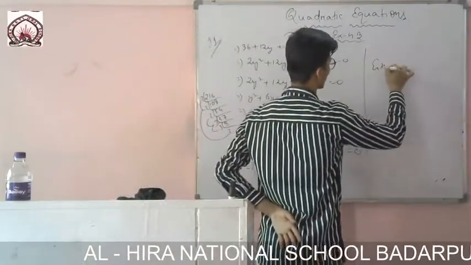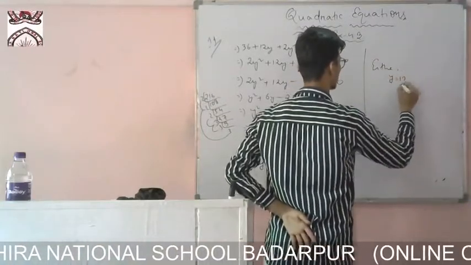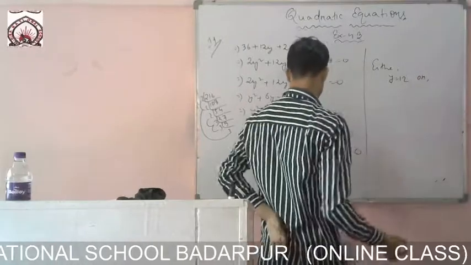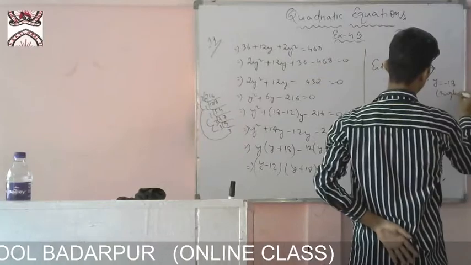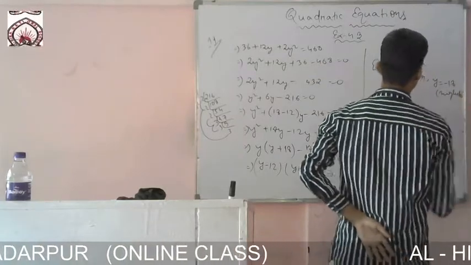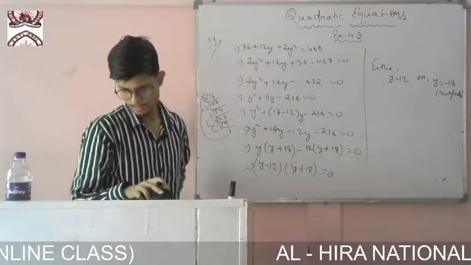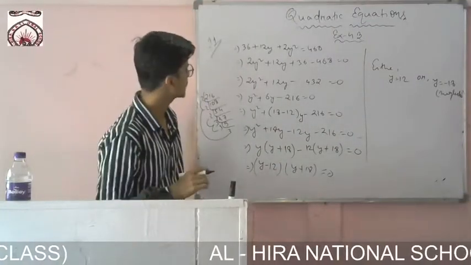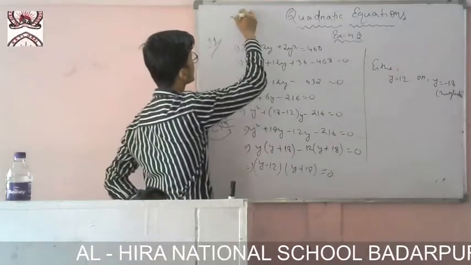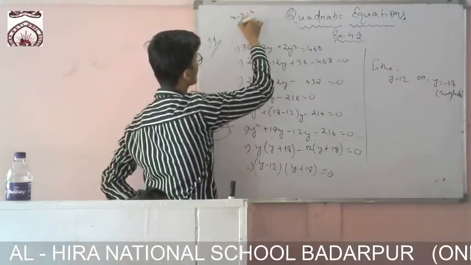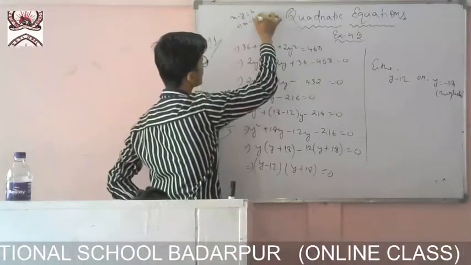So either y will be equal to 12 or y will be equal to minus 18, which will be neglected because a side cannot be negative. Okay, so now if y is 12, then x will be, what was our equation? It was x minus y equals 6. Now what we have written is x equals 6 plus y.